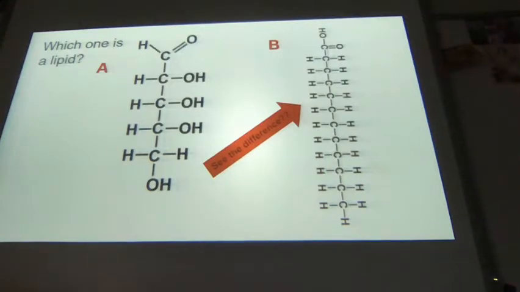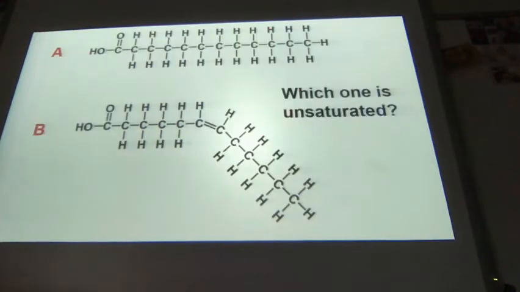I'm going to leave biochemistry behind because I don't like it anyway. Oh wait, there was this one. Which one was unsaturated? Which one is that, B? Because it's not straight. See, do you see that double bond there in the middle? That's because it's not saturated with hydrogens. It had to bond to carbon again instead.